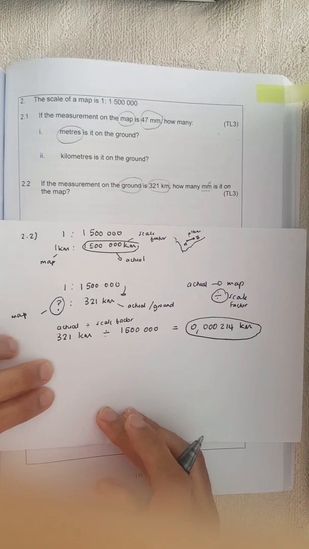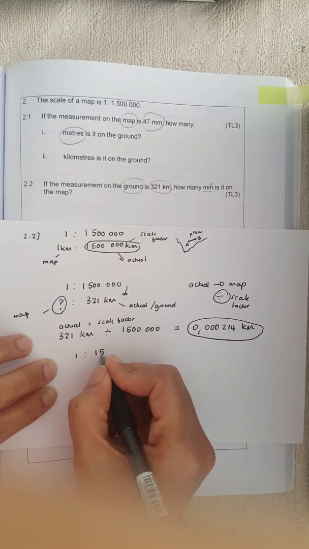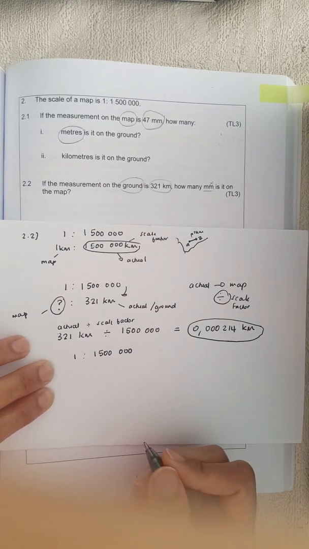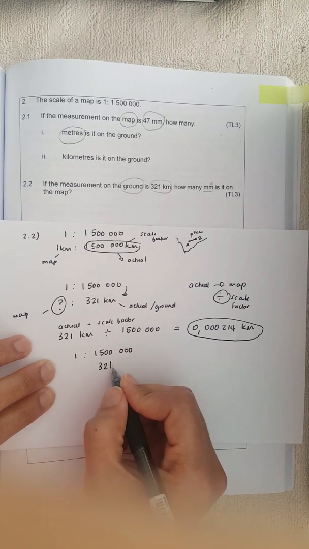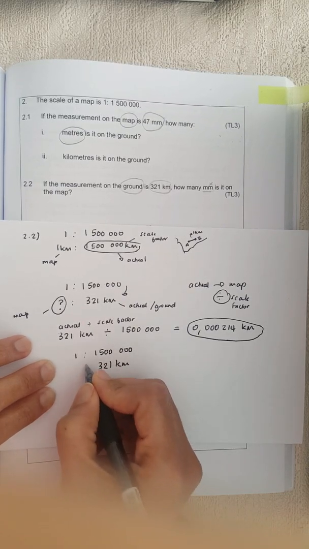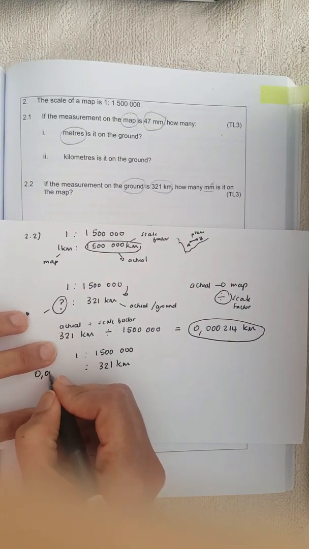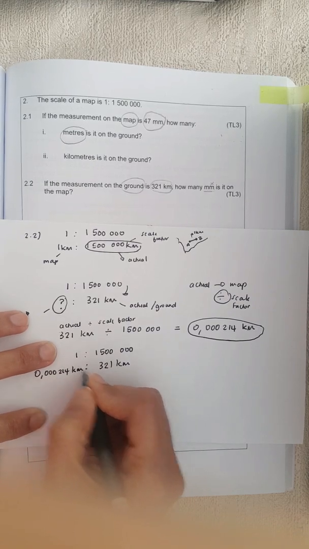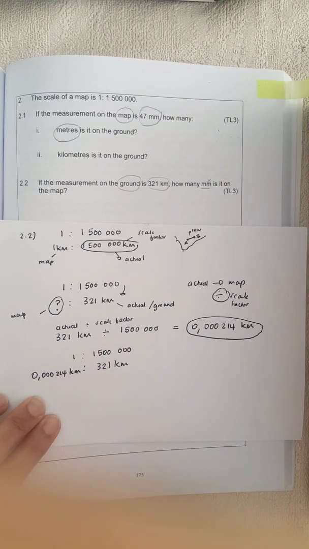So what did I work out? I'm saying 1 kilometer in my scale is 1.5 million kilometers. That's my scale. And if I wanted to know what does 321 kilometers, how am I going to represent that on the map? It means I'm going to draw 0,000214 kilometers. Okay, it doesn't make so much sense. They're just testing to see whether you know how to do it.